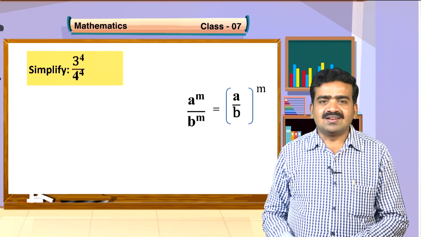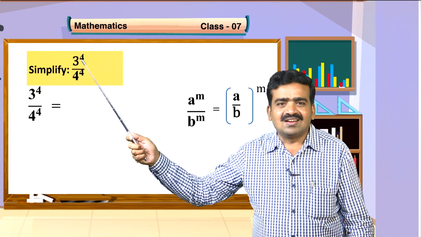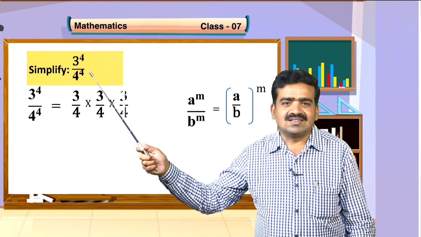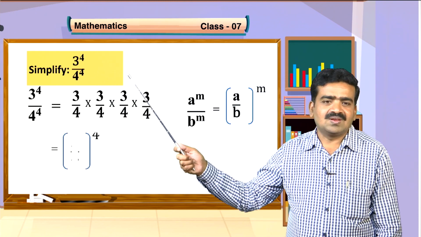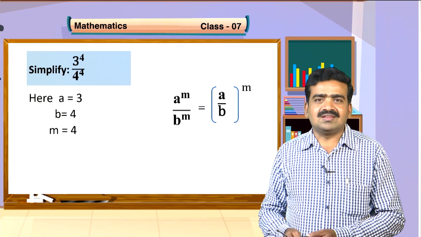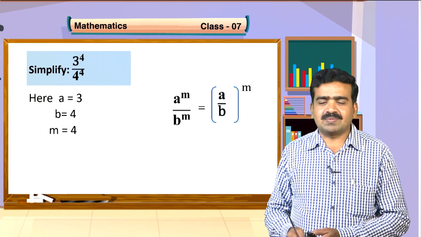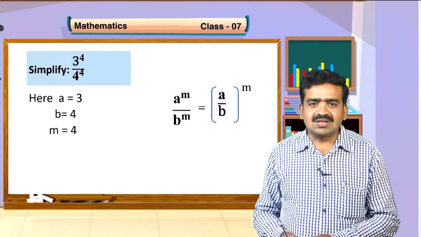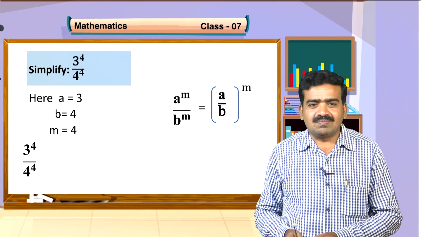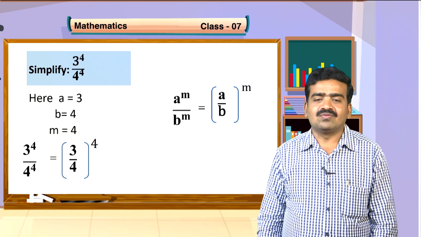Let us take one more example: 3 to the power of 4 divided by 4 to the power of 4. What is the value of a? Yes, you are right, 3. What is the value of b? 4. What is the value of m? Yes, 4. Then what is the answer? Yes. The answer is 3 by 4 to the power of 4. So, I am showing you both the expansion form of the given question and the simplest way of expressing the expanded form, and also how to use the formula to simplify based on the law of exponent. So, here 3 to the power of 4 divided by 4 to the power of 4 can be written as 3 by 4 to the power of 4.